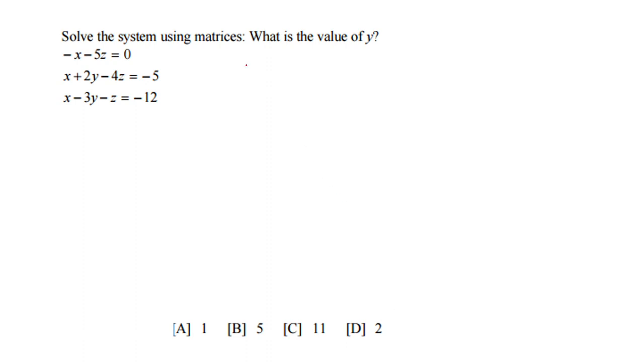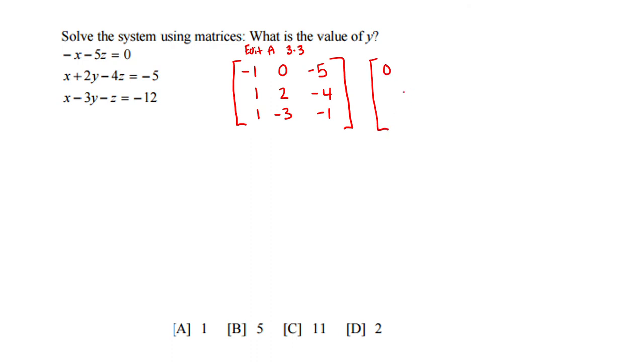Our first goal is to write the coefficient matrix. So we got -1. We don't have a y, so we're going to have to put 0, -5. 1, 2, -4, 1, -3, -1. This is what we're going to edit for matrix A. But if we count our rows and columns, we have a 3 by 3 matrix. We also need to write our solutions as 0, -5, -12. This is going to be B, and this is a 3 times 1 matrix.